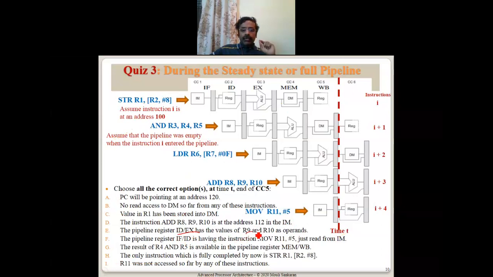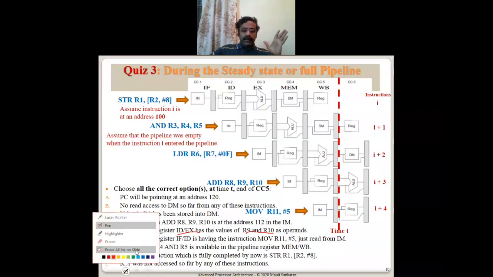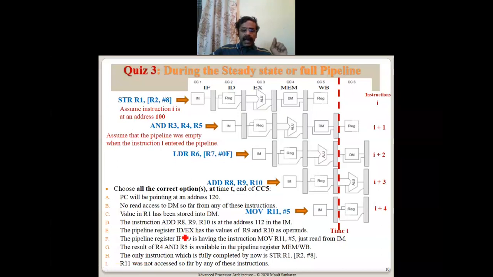IDEX has the value of R9, R10. A simplest way I have not explained. It's okay even if you have not understood or if you have made it out. It is really great. Otherwise, you might have missed this for sure. It's okay, no problem. Okay. I am saying IDEX has the value of R9 and R10 as operands.